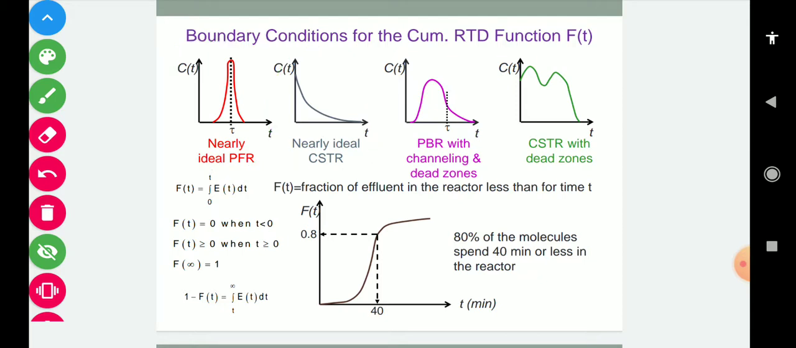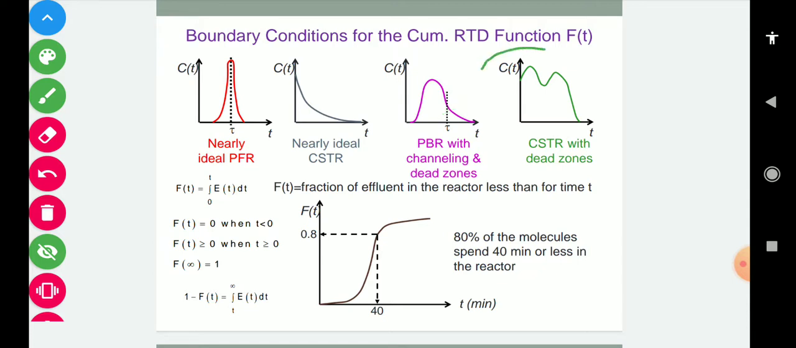Means the exit concentration. In PFR you will get a similar type of peak as it was at the inlet point, and in CSTR you will get maximum concentration at time t equal to 0, and it continuously declines, and that I explained to you in previous slides also. But on the other hand, if in PFR there is some channeling, then some molecules spend less amount of time, so this peak will shift to the left side. But if some dead zone is there, then this peak shifts to the right-hand side.